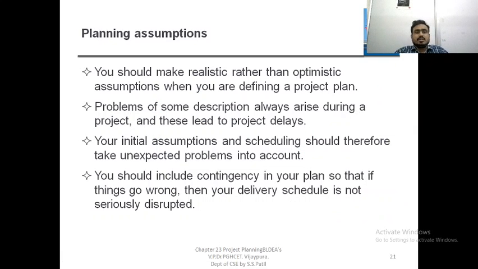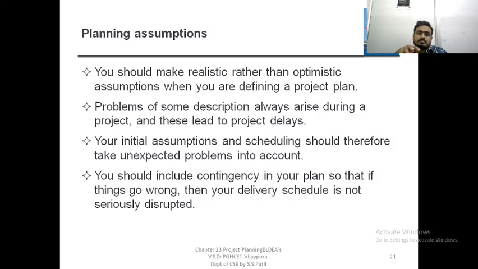Planning assumption. You should make them realistic rather than optimistic. Problems of some description always arise during a project. Your initial assumptions and scheduling should therefore take unexpected problems into account. You should include contingency in your plan so that if things go wrong, the delivery schedule is not seriously disturbed. So make such a plan.